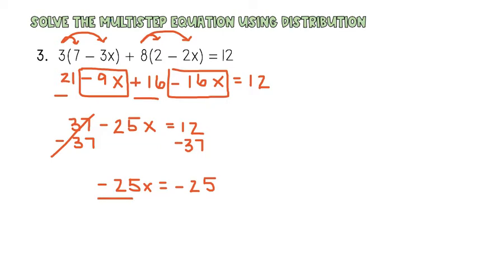I'm going to use inverse operations to divide. I'm dividing by negative 25 on both sides. Negative 25 divided by negative 25 on the left side of my equal sign equals a positive 1, so x is by itself. And I actually have the same division problem on the other side of the equal sign. So negative 25 divided by negative 25 equals a positive 1. So x is equal to positive 1.